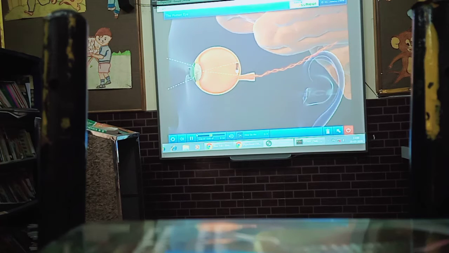These messages are carried to the brain by the optic nerves. The brain reverses the images from the retina and reads the messages. Finally, the brain tells us what we are looking at, and we see the image the correct way.